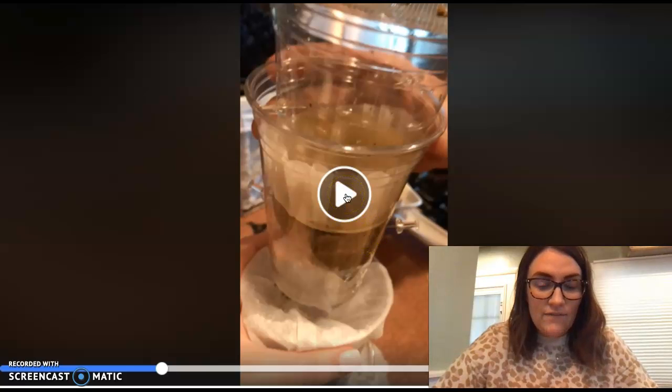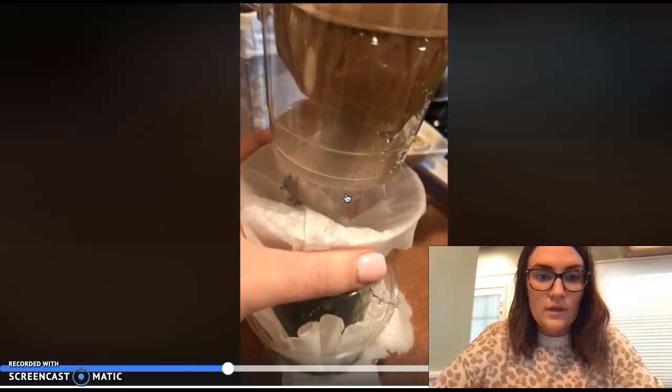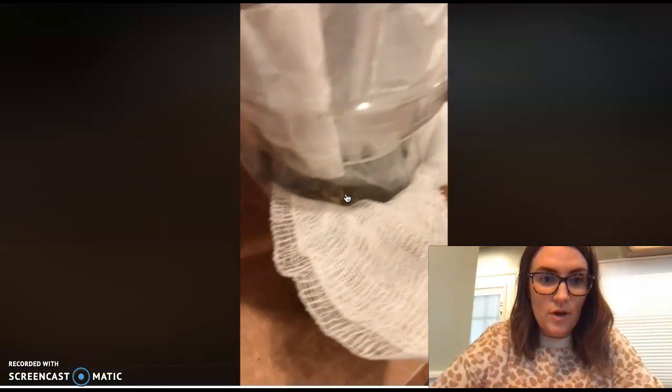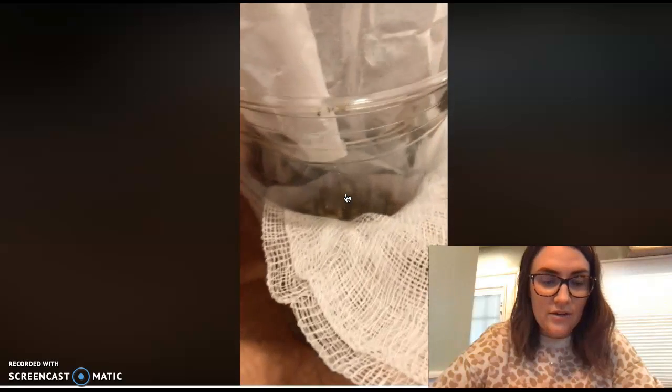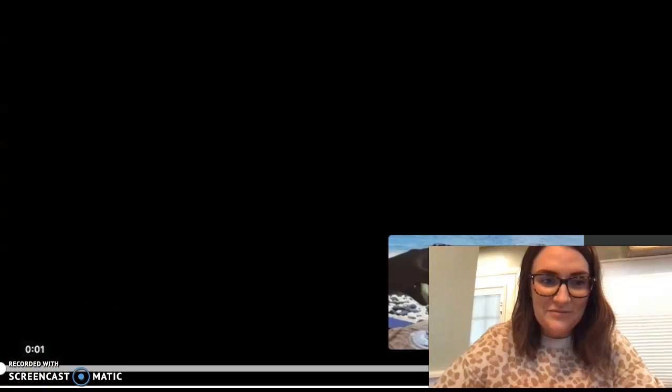Here is a video of the process. So as you can see, there's the water going through, filtering down. And then at the bottom, it's nice and clean.